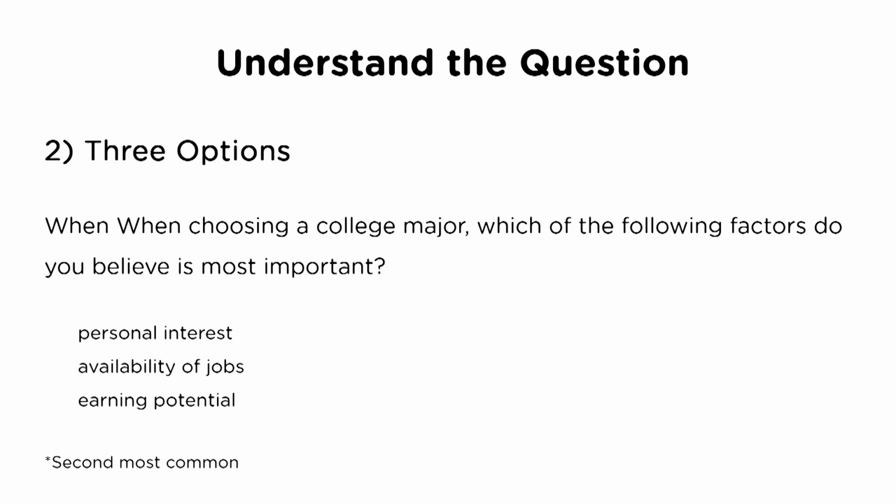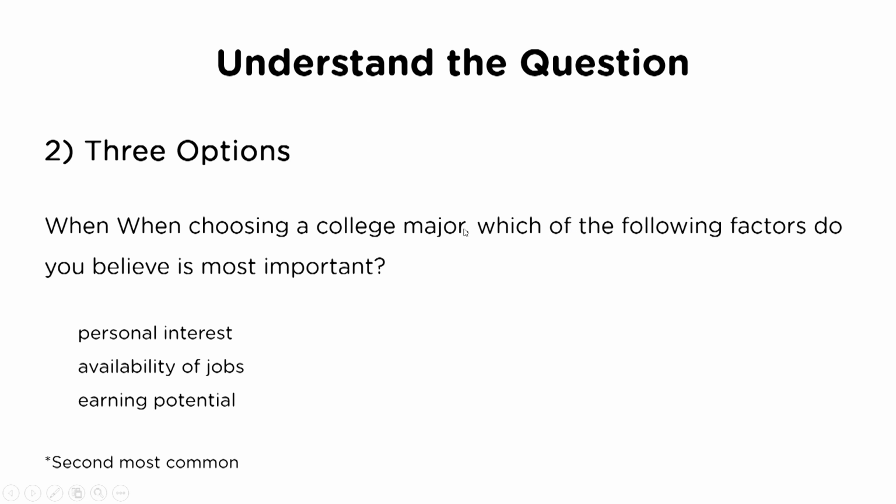Another way that the essay question could be phrased is the three options. When choosing a college major, which of the following factors do you believe is most important? Personal interest, availability of jobs, and earning potential. Now, this is the second most common phrasing for an essay question. Now, it's still an argumentative essay, so you're still picking one of these three. You're not actually writing about all of them.